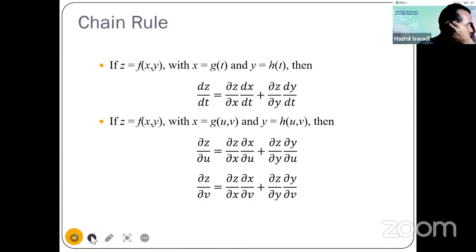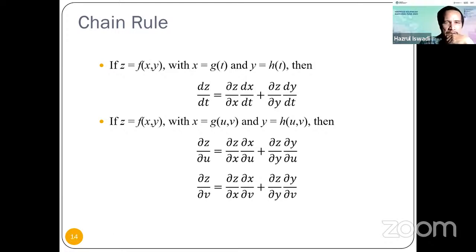Okay, let's learn about the chain rule. Chain rule.